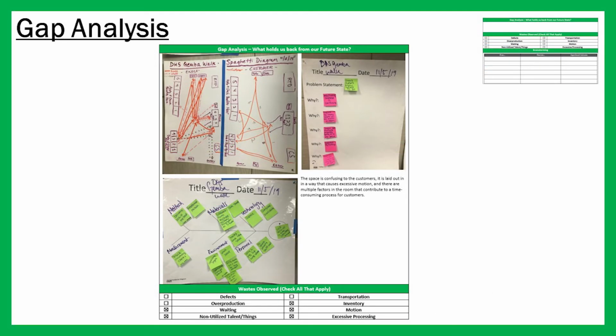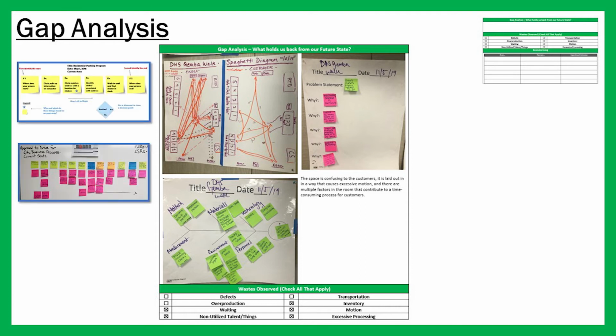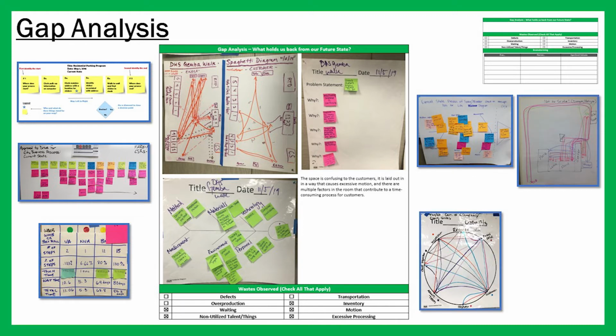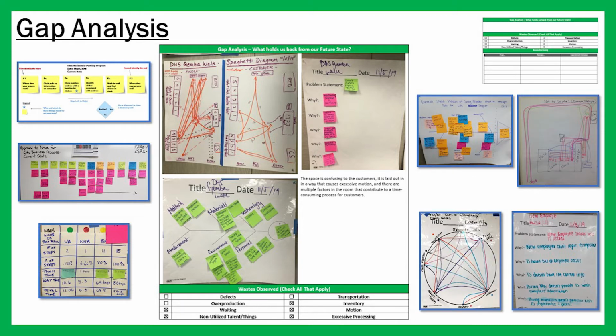In the gap analysis section, include your usage of tools such as the process map, 8 wastes, value add analysis, fishbone diagram, spaghetti diagram, communication circle, and the 5 whys. Utilizing these tools and including them in the gap analysis section will highlight what barriers are holding you back from achieving your future state goals.